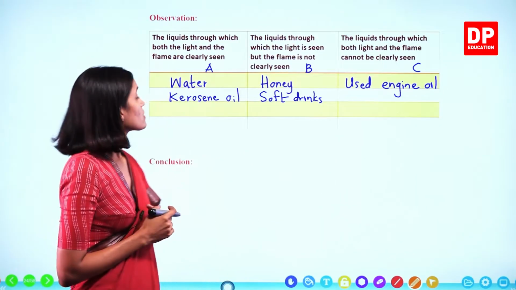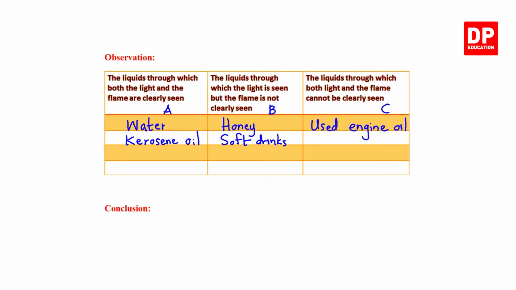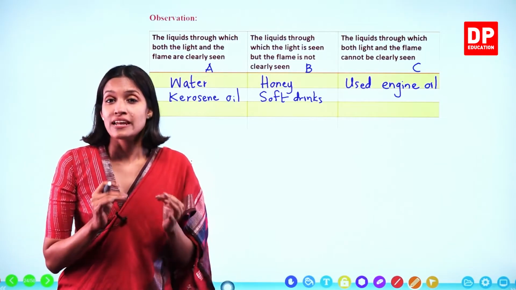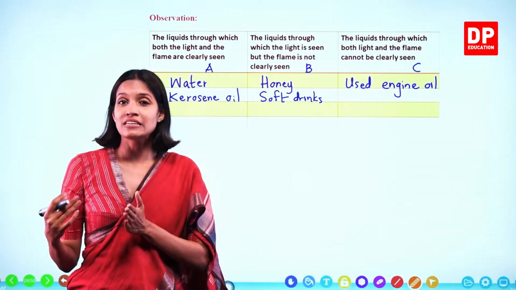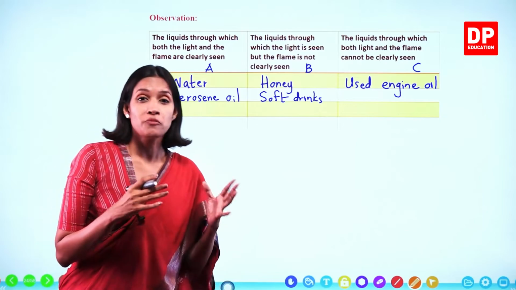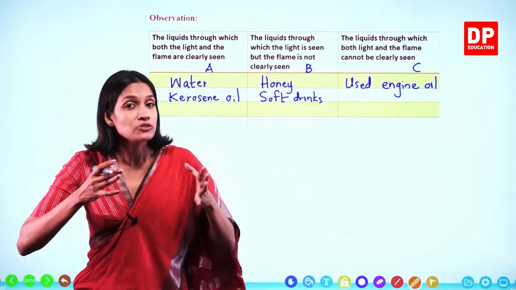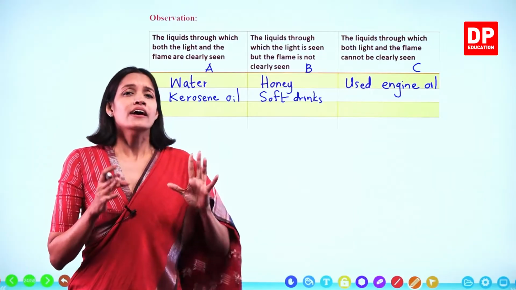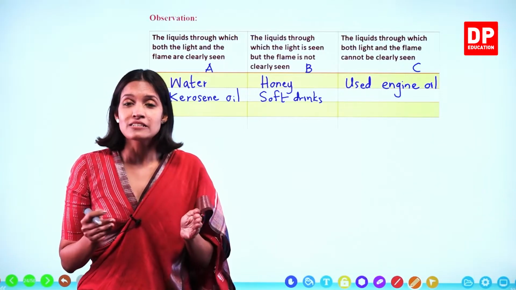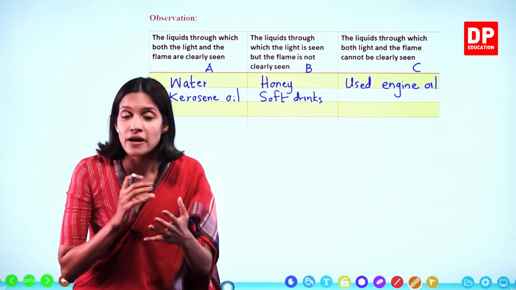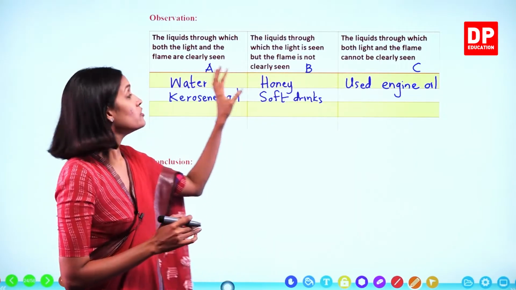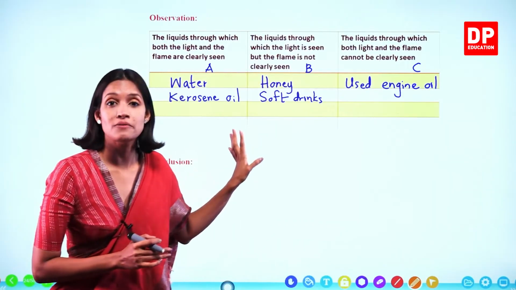Okay, children. So what is the conclusion? Earlier, when we did the same activity with solid materials, you could realize that there are 3 types of materials based on the way the light travels through them. What were they? Through some materials, light can pass very easily, through some materials, light does not pass through at all, and through some other materials, light passes only partially, right? In the same way, when you go through these observations, you can categorize liquids also in the same way, right?